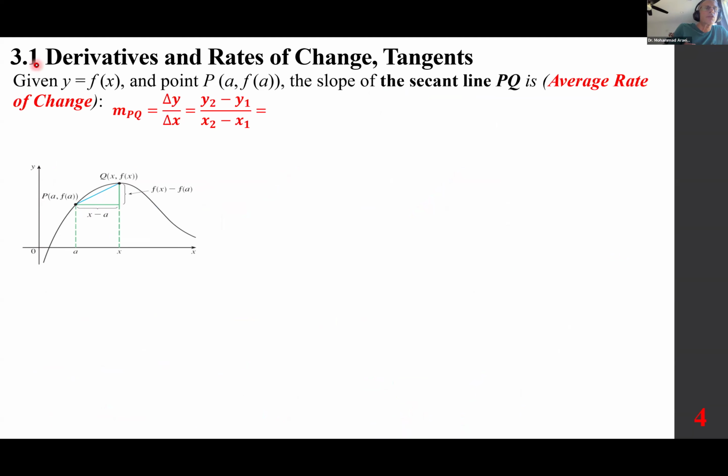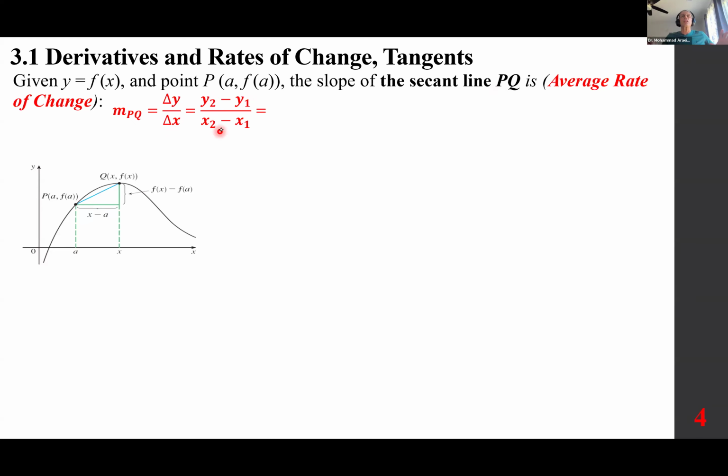And now the new section, 3.1 Derivatives and Rates of Change. Given y equals f of x and point a comma f of a, consider the slope of a secant line PQ. P has coordinates a comma f of a, and Q has some other coordinates such as x and f of x. M of PQ: you have 2 points, rise over run, delta y over delta x, or y sub 2 minus y sub 1 over x sub 2 minus x sub 1.